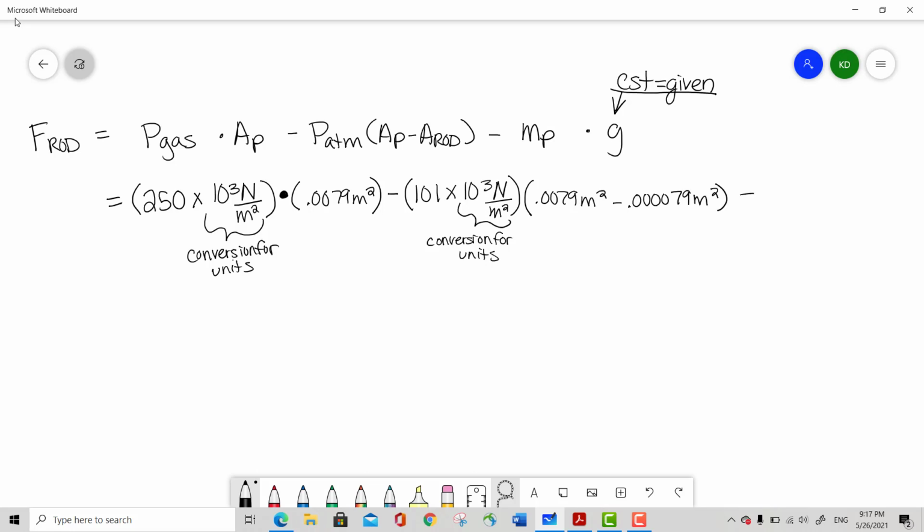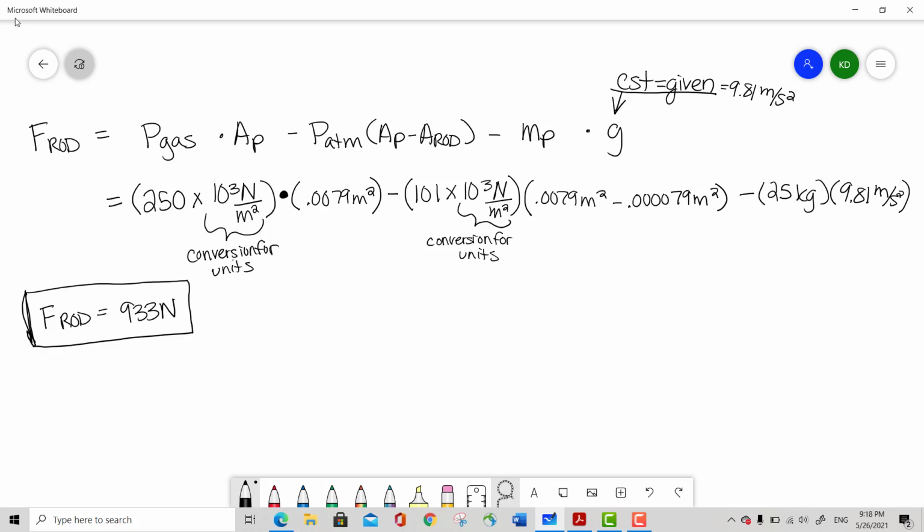Okay, and then we're going to deduct the mass of the piston, which is given. And then we're going to multiply that by the gravity constant. You will always have this, because we assume things are on Earth. Okay, and then when we solve this, we get 933 newtons.